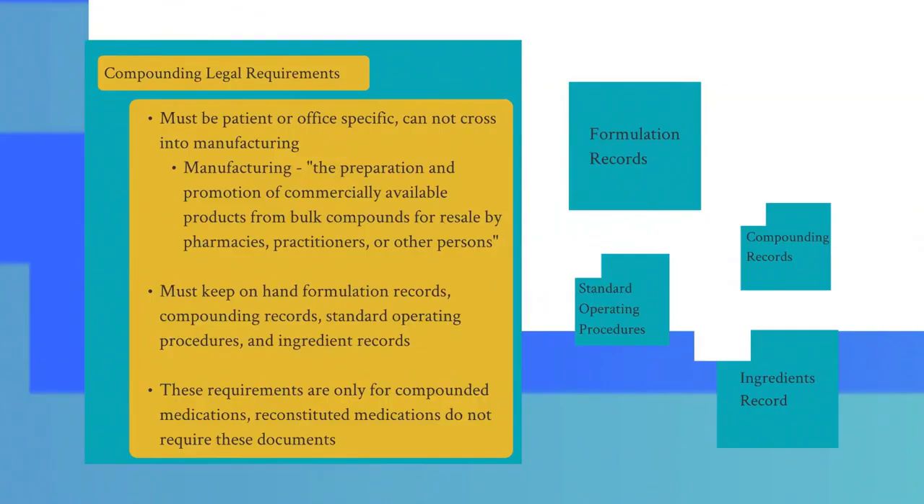So here are some of the legal requirements of compounding. The compound must be patient or office specific. It cannot cross into manufacturing. Manufacturing is considered the preparation and promotion of commercially available products from bulk compounds for resale by pharmacies, practitioners, or other persons. So it has to be made for a certain person. It has to be on a prescription.